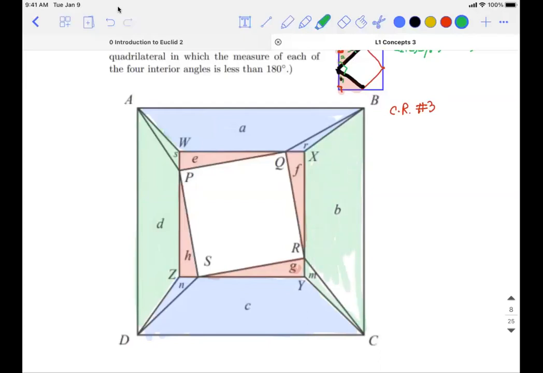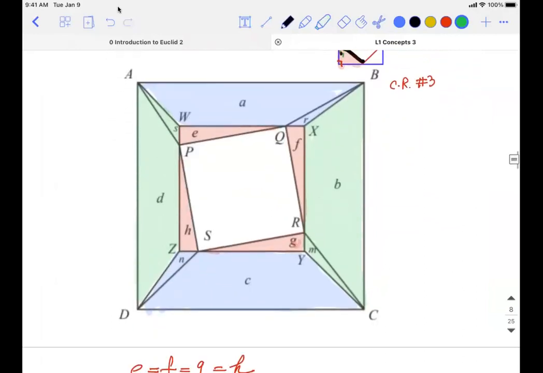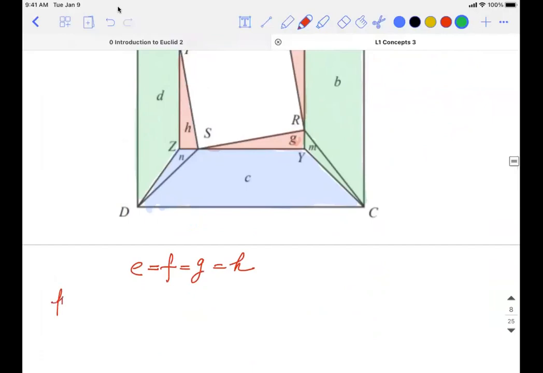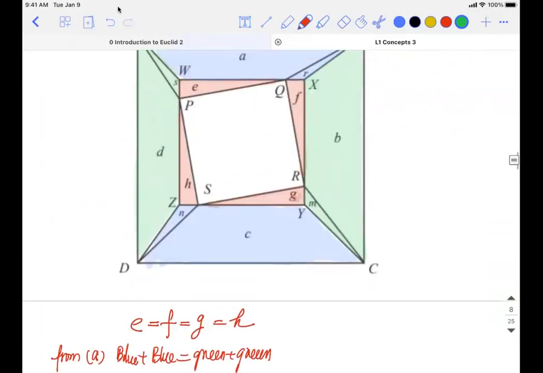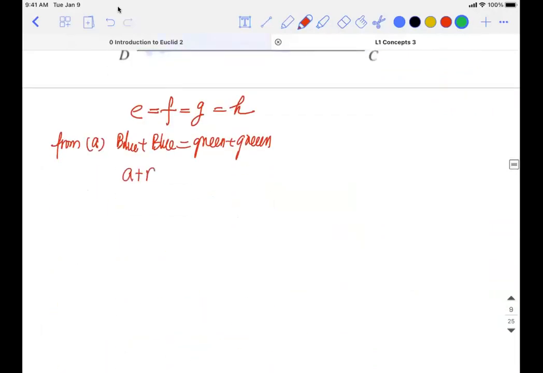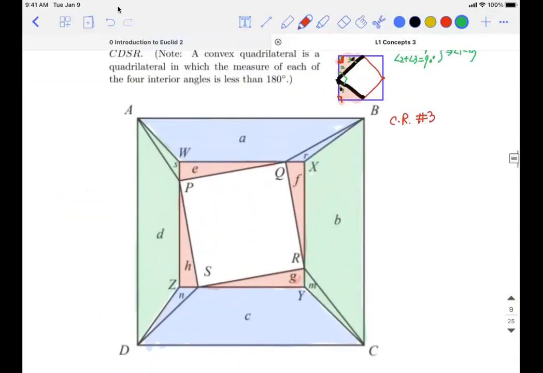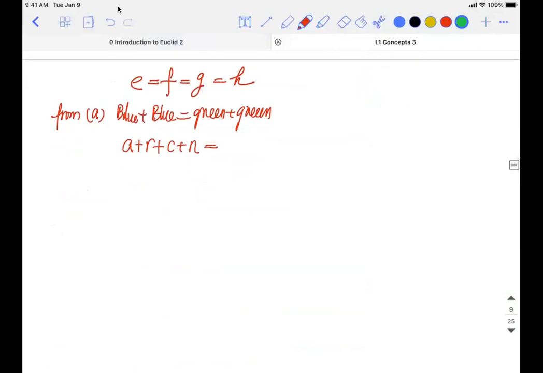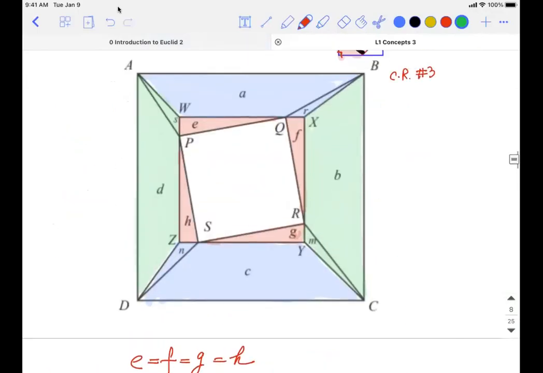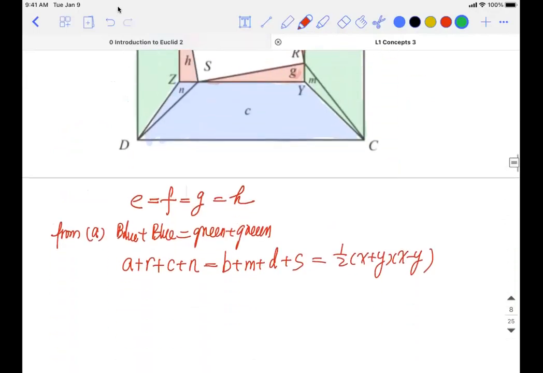Okay. So this problem, if you know this, the solution is actually so easy. The blue plus blue equals green plus green, from our condition in question A part. AKA, I'm just going to put all the values there: A plus R plus C plus N, blue plus blue, equals green plus green, B plus M plus D plus S. And they are both equal to 1/2 (X plus Y), X minus Y. Let's say I give a name: this is X, this is Y, right? The question doesn't really ask you the value. As long as you know they're the same, that's it.